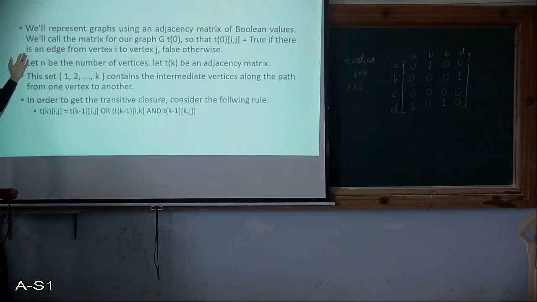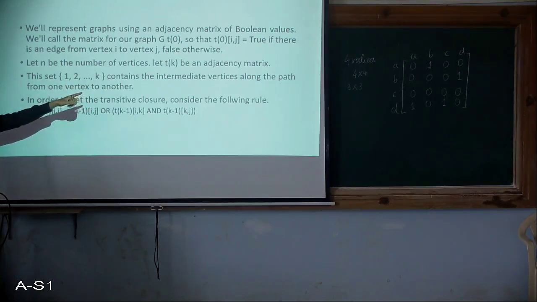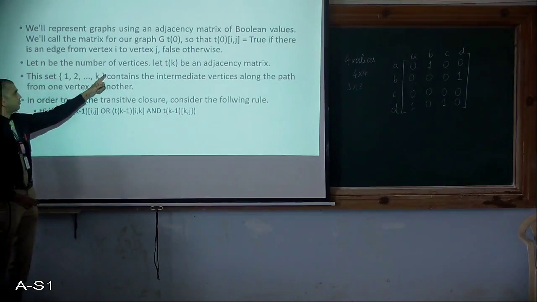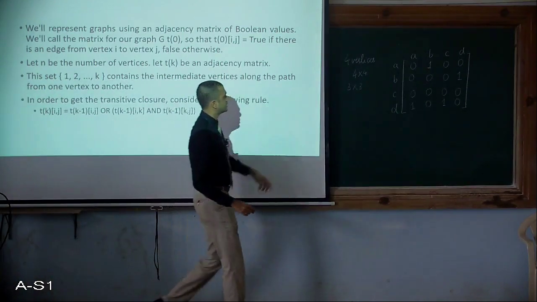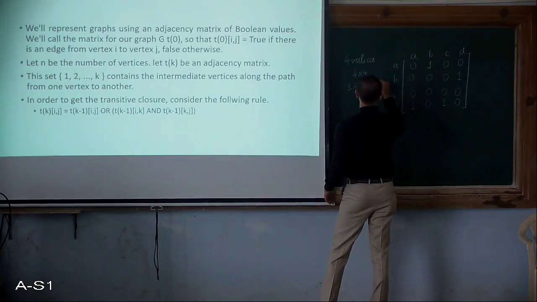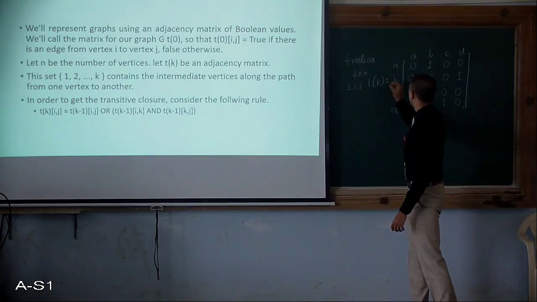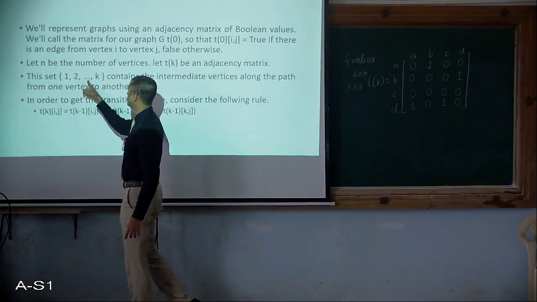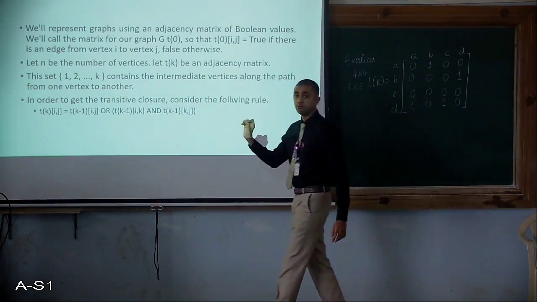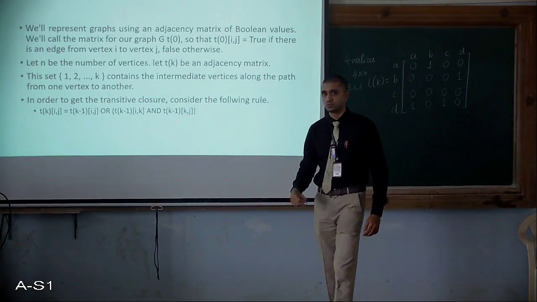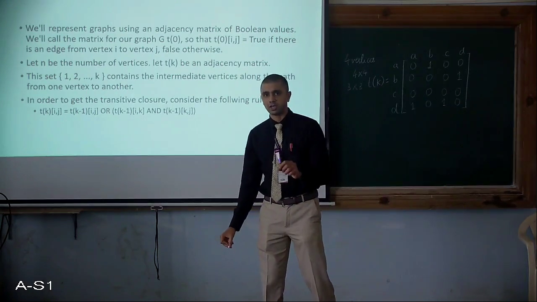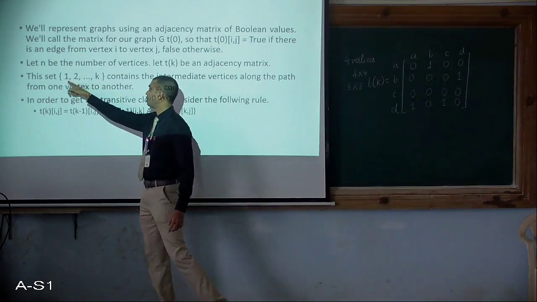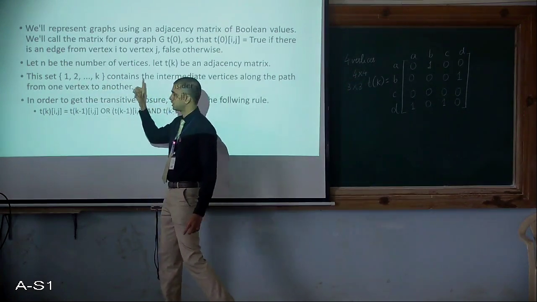So the first point was the adjacency matrix. The second one: let n be the number of vertices, and let T of k be an adjacency matrix. Now this particular set 1, 2 up to k contains the intermediate vertices. Since we are talking about the transitive closure property, we need an intermediate vertex to form that transitive relation for a graph. So this is a set of all those intermediate vertices.